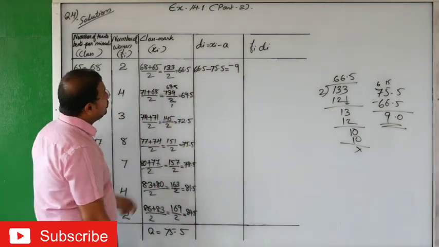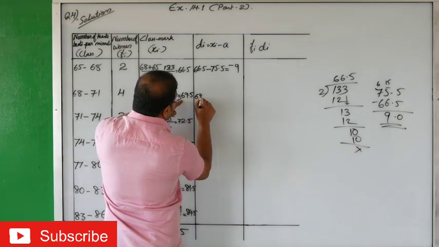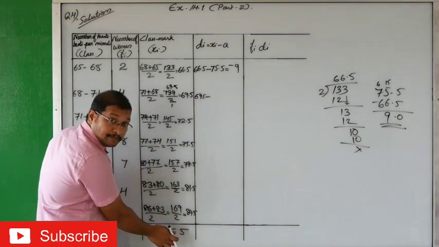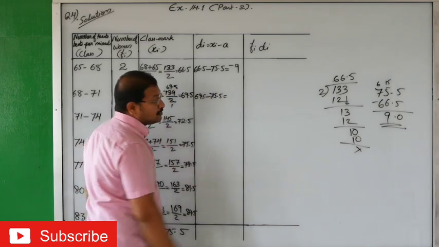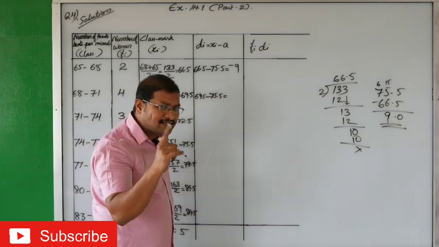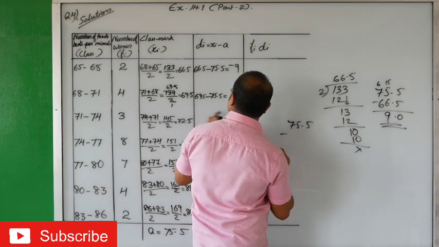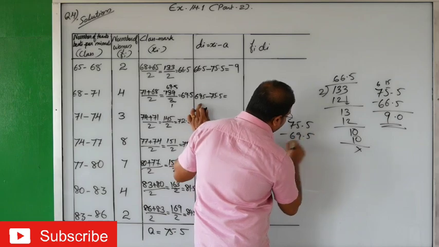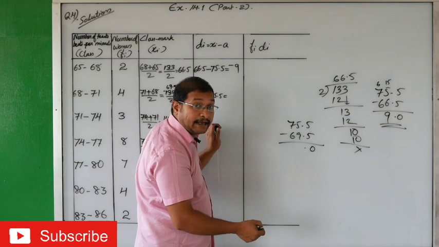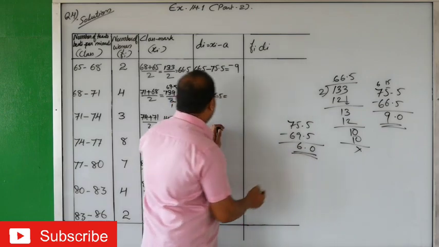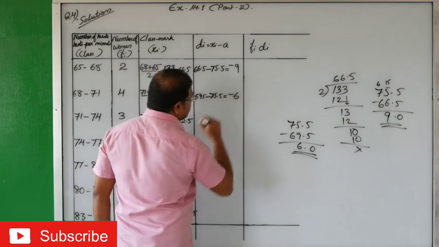Okay, next step what you'll do? Xi minus A. Xi, 69.5 minus A, 75.5 equals. When you subtract, what you will get? Minus 6. Anyway, I will show you. 75.5 minus 69.5. 0. 15 minus 9, 6. And we know that the bigger number is 75.5. So the answer is minus 6.